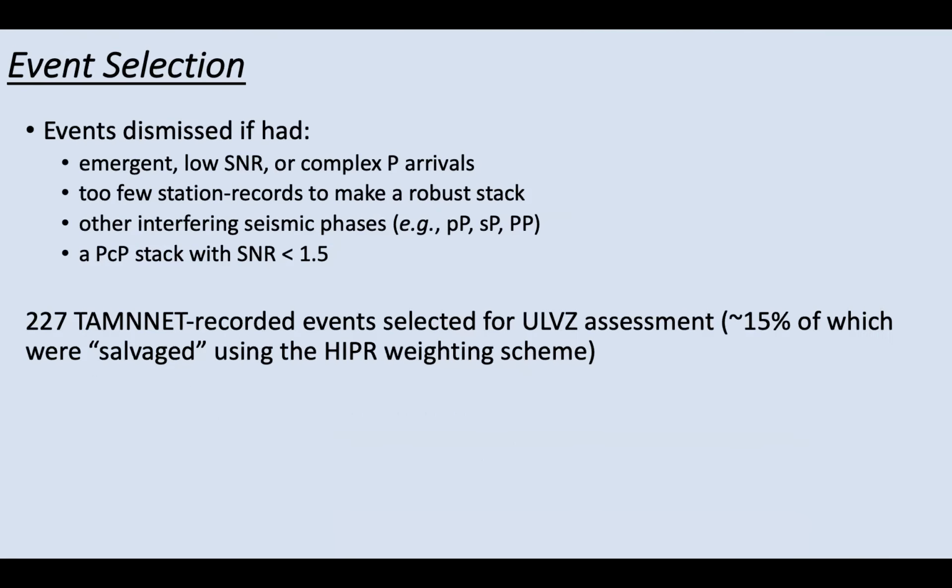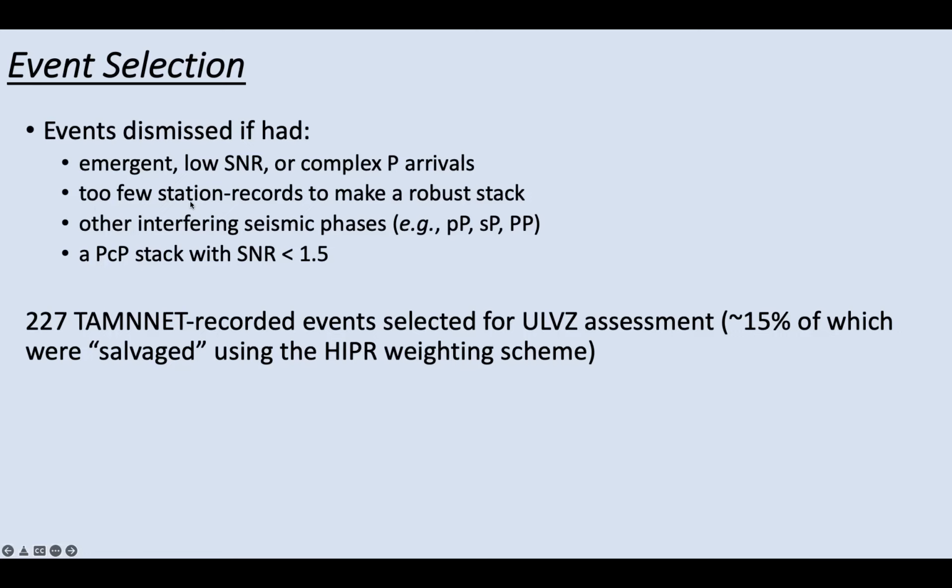Now that said, when I started this work, there were 822 events that I initially started playing with to look for PCP signals and to potentially use for ULVZ assessment. But as we went through the data and the HIPR approach, we realized that some events had to get kicked out for a couple of reasons. Specifically, if an event had a P arrival that was very emergent, very low signal to noise ratio, or very complex, we decided to not use that because it made it very challenging when we went into our synthetic modeling, and I'll get back to that in just a sec.